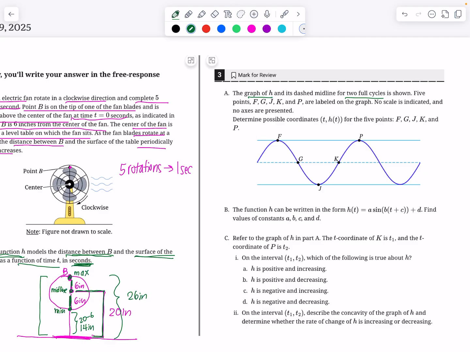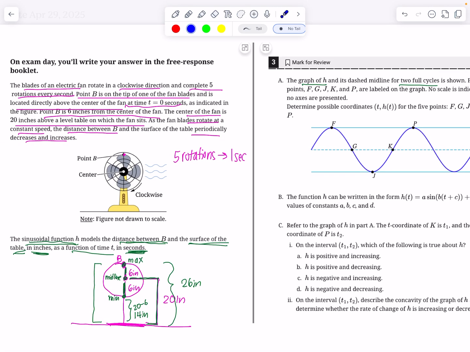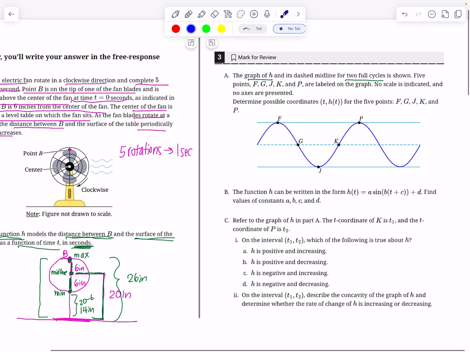5 points, F, G, J, K, and P are labeled on the graph. No scale is indicated and no axis is present. Determine possible coordinates t, which is our x, and t was in seconds, and H of t was the distance between B and the surface of the table, in inches, for 5 points. Okay, so let me fix this up a bit. So this was seconds, and this was inches.